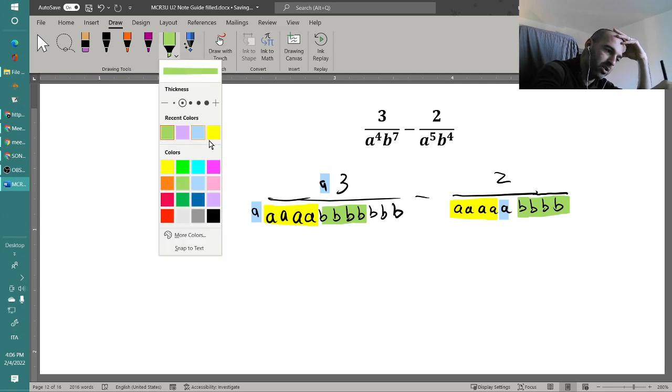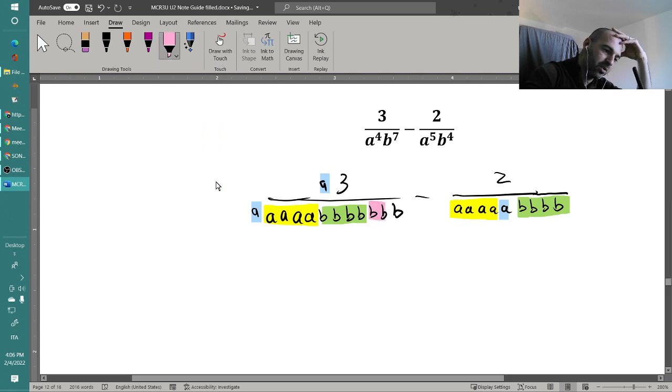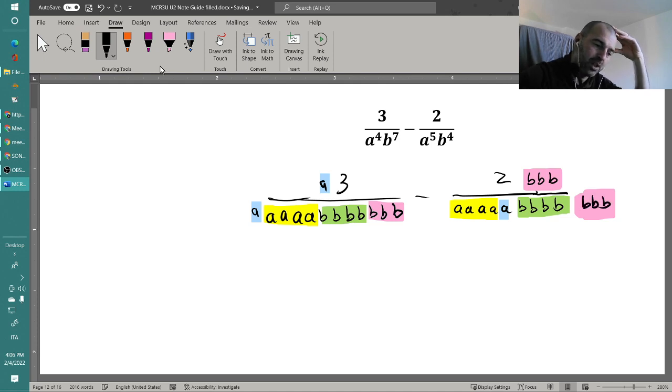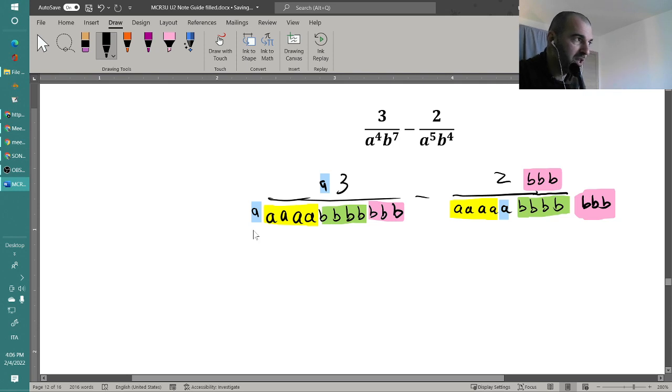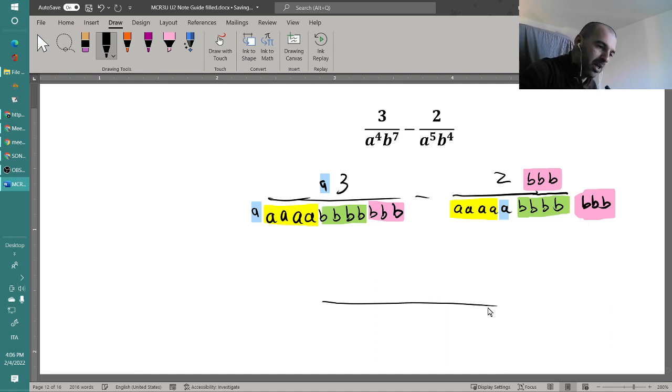So as you can kind of see, I'm missing 3. So that means I got to put in 3 here and 3 here. So B, B, B, and B, B, B. All right. Now, if you look closely at both of these denominators, they have exactly the same amount of stuff. This one's got 5 A's, 7 B's. This one's got 5 A's and 7 B's. So my now common denominator is A to the 5th, B to the 7th.